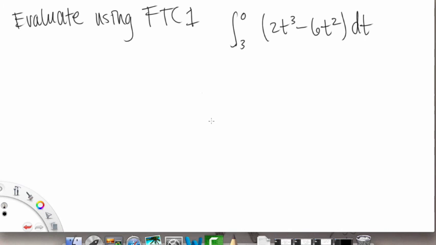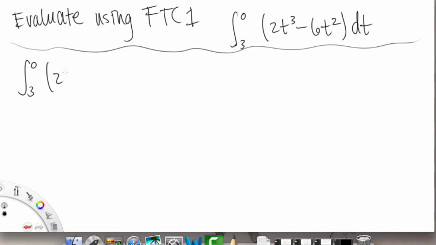Okay, for this problem we're going to evaluate, using FTC1, the integral from 3 to 0 of 2t cubed minus 6t squared dt. There are actually two ways to do this, and I'll show you both. The first method is just leaving it as it is and integrating as we see it. Ideally, we want to find the antiderivative and then evaluate it from 3 to 0.